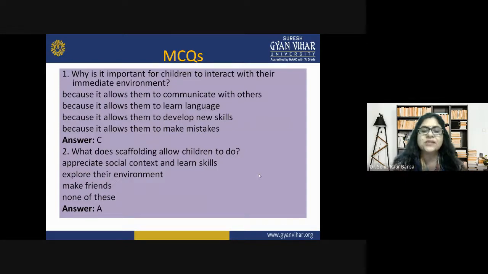Then the next question is: what does scaffolding allow children to do? A. Appreciate social context and learn skills. B. Explore their environment. C. Make friends. And D. None of these. So the correct answer is A, appreciate social context and learn skills.